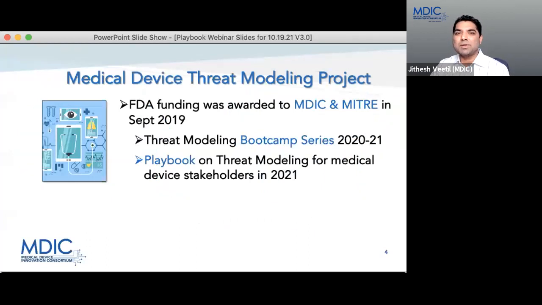Today's discussion is all about cybersecurity, specifically threat modeling for medical devices. This particular initiative was made possible by funding from FDA to MDIC and MITRE in 2019, with the intended deliverable of a threat modeling bootcamp series, as well as a playbook. I'm by no means a subject matter expert on these topics, but we have an amazing line of working group members and panelists here today, and they are going to discuss in detail.